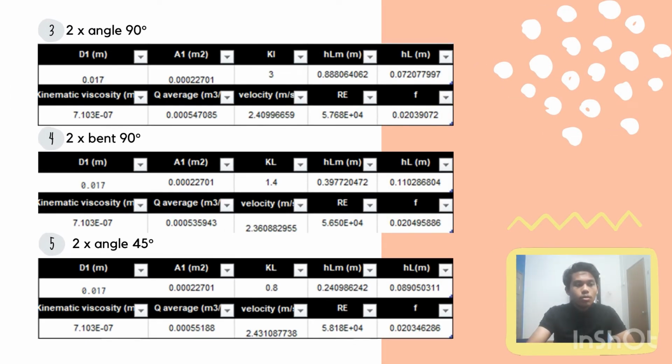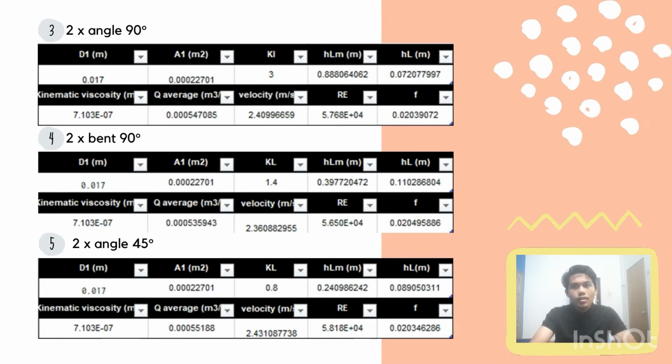Okay, so for table 2, we use 3 types of components or fittings. For the first component, we use 2 times angle 90. The steps are the same as the previous table. We find the diameter and then the area, but the KL is already constant from the table, from figure 3 in the lab manual.